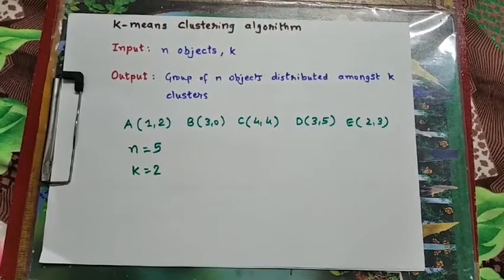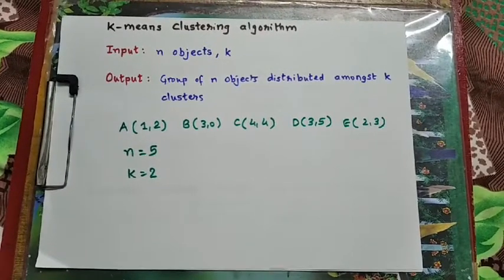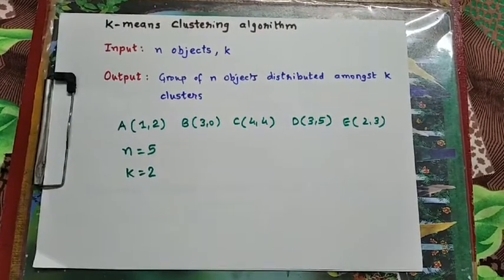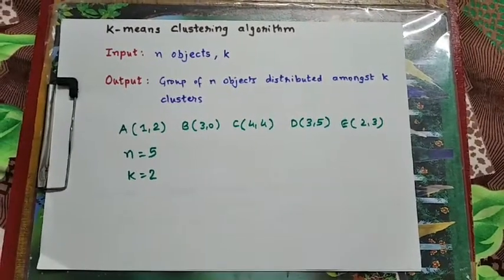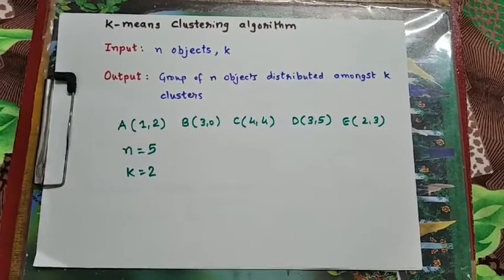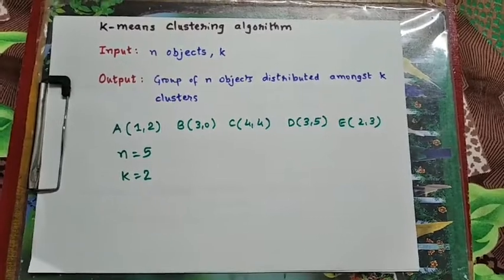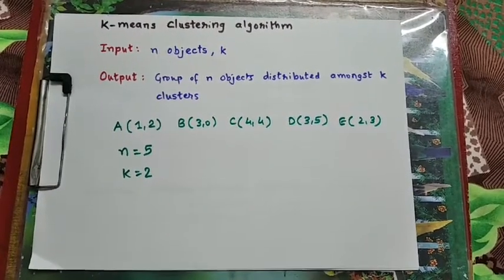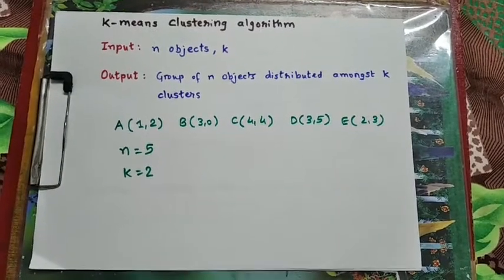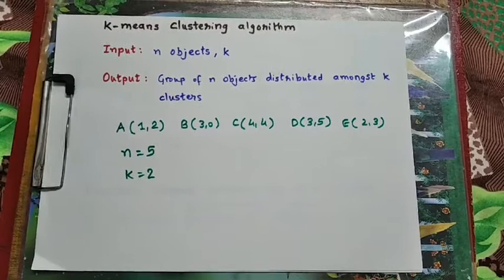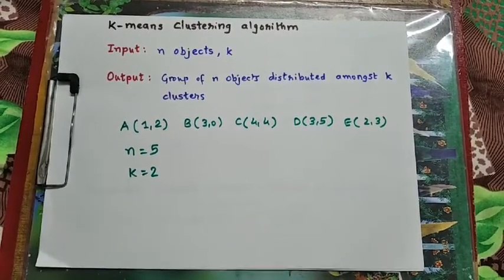The output is a group of n objects distributed amongst these k clusters. So a given set of objects will be distributed into k clusters depending on a similarity criterion, and the similarity criterion used by this algorithm is the Euclidean distance measure. You must be familiar with the Euclidean distance measure, which is used to calculate the distance between two objects. This measure is used in the K-means algorithm. So let us try to understand this algorithm with the help of an example.